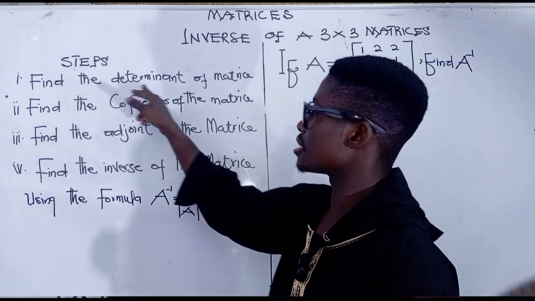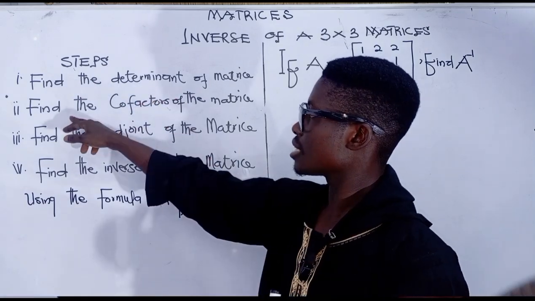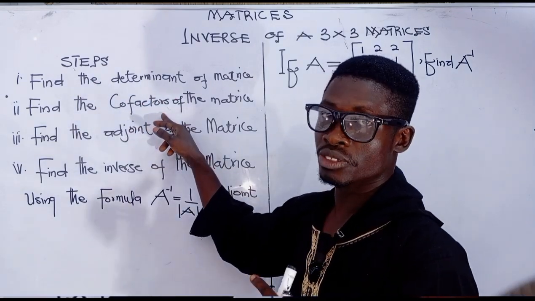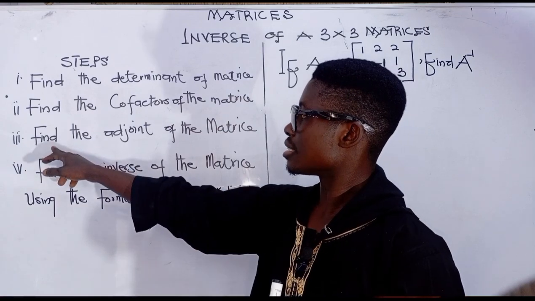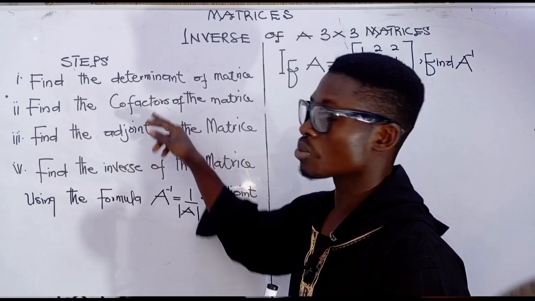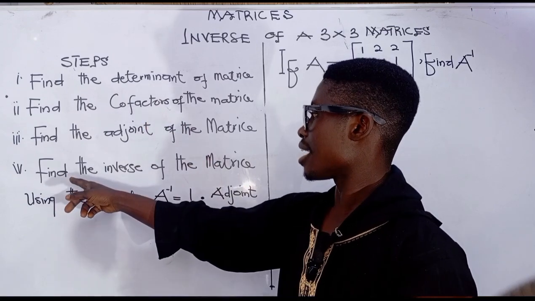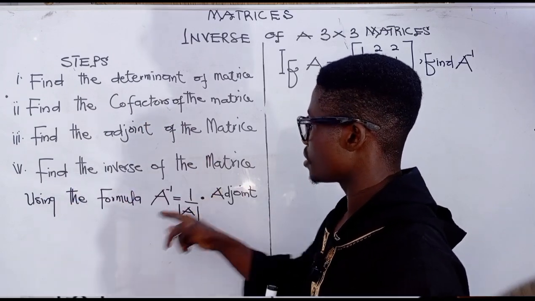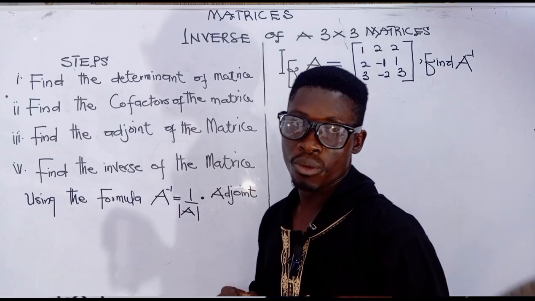First of all, we find the determinant of the matrix. Secondly, we find the cofactors, the co-matrix of the matrix. Then thirdly, we find the adjoint of the matrix by transposing the co-matrix. And then lastly, we find the inverse of the matrix using this formula.